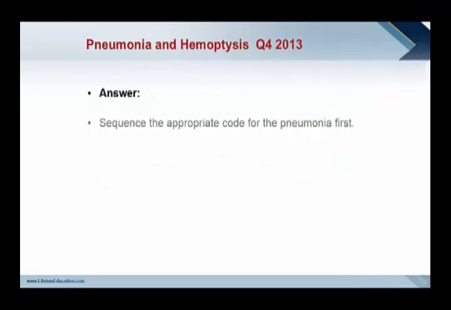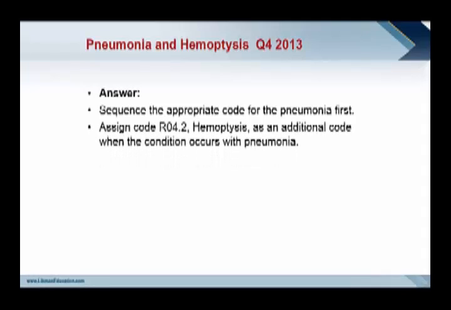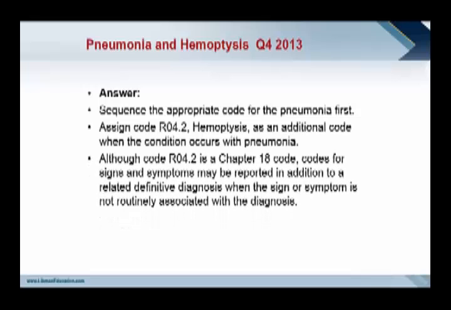Specifically, we're told to sequence the code for pneumonia first and then assign R04.2, hemoptysis, as an additional code when this condition is documented as occurring with pneumonia. Following the rules for chapter 18, signs and symptoms, the code for the symptom may be reported when it is not routinely associated with a diagnosis. Hemoptysis is not routinely associated. Therefore, it is okay and appropriate to assign that additional diagnosis code.